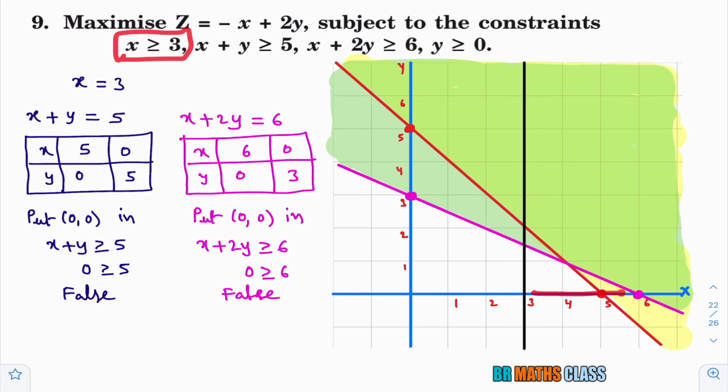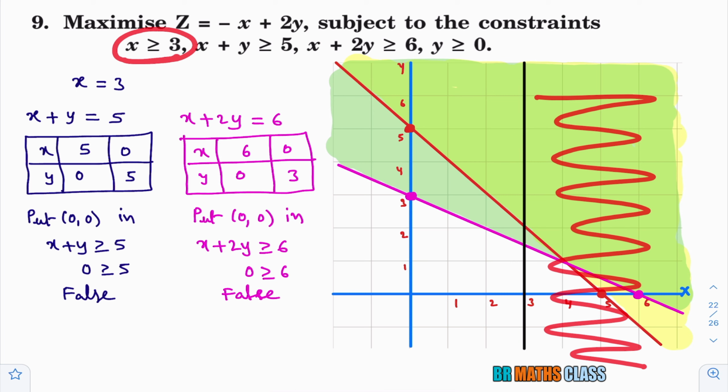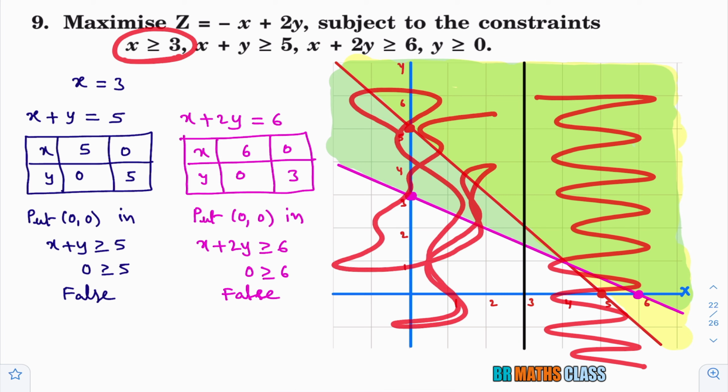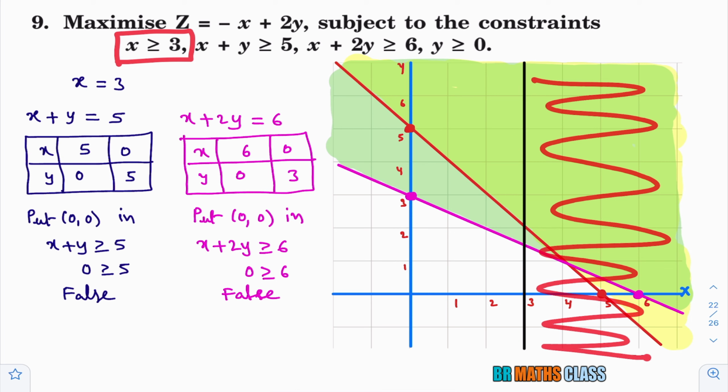You observe that on this side all values are greater than 3, so it can be understood easily. This part is the solution of this inequality. In case they had given x less than 3, then the left-hand side part would be the solution. As they have given x greater than or equal to 3, this is the solution of this inequality. I am not shading the part, just keep this in your mind.